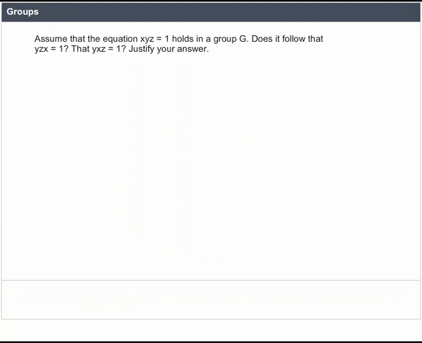Groups. Assume that the equation xyz = 1 holds in a group G. Does it follow that yzx = 1? That yxz = 1? Justify your answer. Solution.